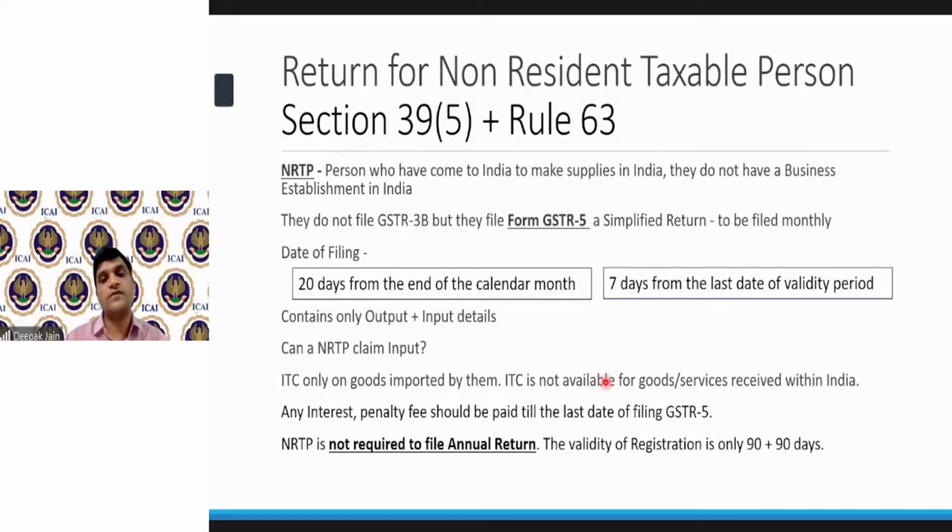So in your good example wherein you have stated that if his registration is cancelled, if his period is ending on 7th June, then for May also he has to file by the 14th, and for June also he has to file by June 14th itself.